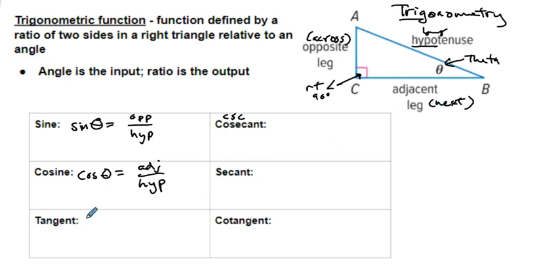And then your tangent is kind of the wild card of these because it doesn't use the hypotenuse. The tangent is always the opposite over the adjacent. So it's always opposite over adjacent.